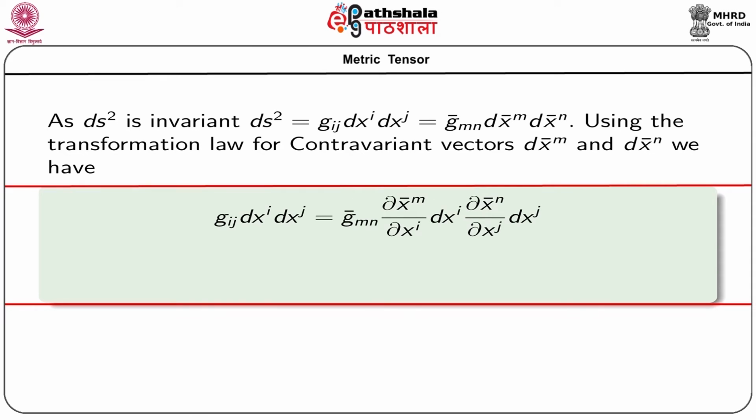So, if we use the transformation law for contravariant vectors, we get the expression gij dxi dxj equals to g bar mn del x bar m by del xi dxi del x bar n by del xj dxj, which can be expressed in this form: gij minus g bar mn del x bar m by del xi del x bar n by del xj, times dxi dxj, equals to 0.